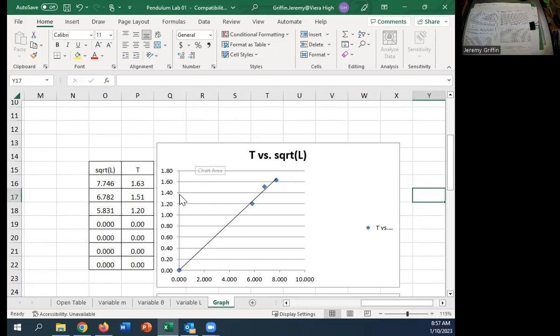We've got time period in seconds on the vertical axis. There's like 0, 1, 2. And the square root of the length, like square root of centimeters, is on the horizontal axis. So 0, 2, 4, 6, 8, 10. So scale and label those axes. Put the dots about where they go. And we're looking at a direct relationship off of that data.